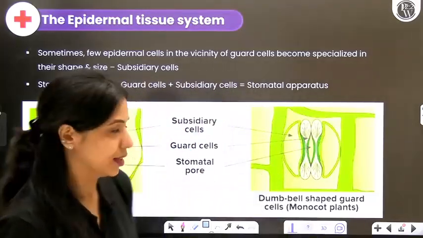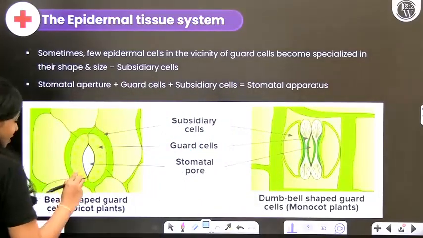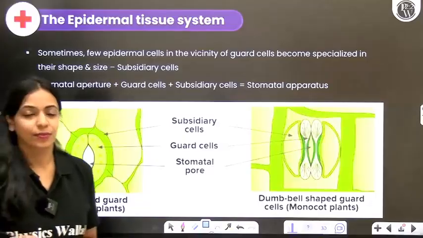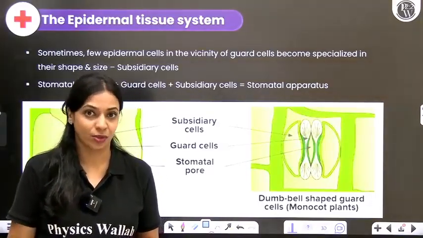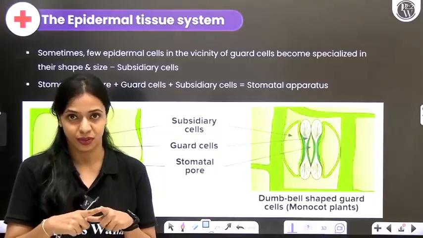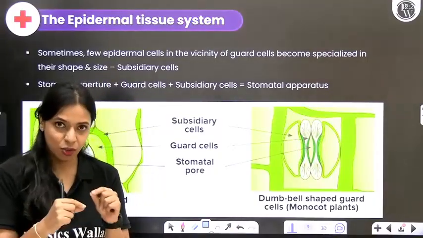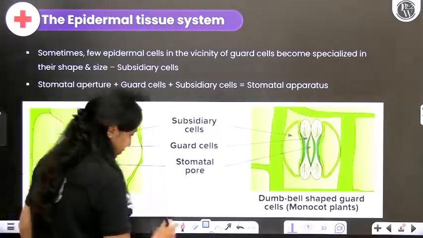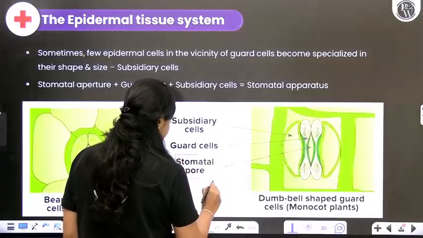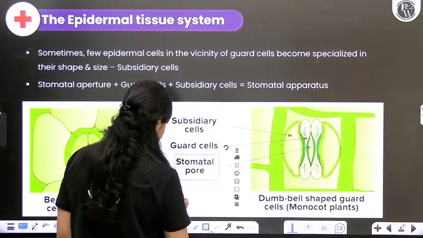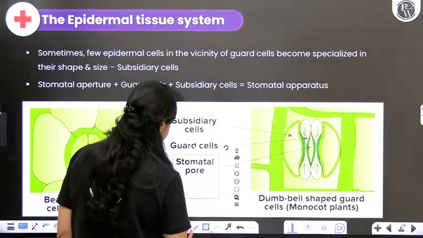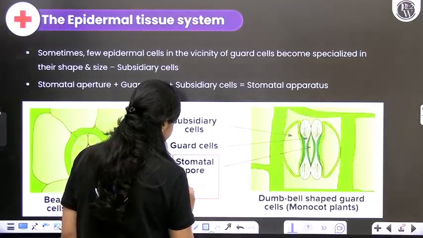So that's one thing. Now, the stomata, like I told you, the moment you hear the word stomata, you associate it with a pore, right? So the pore of the stomata is called the stomatal aperture.